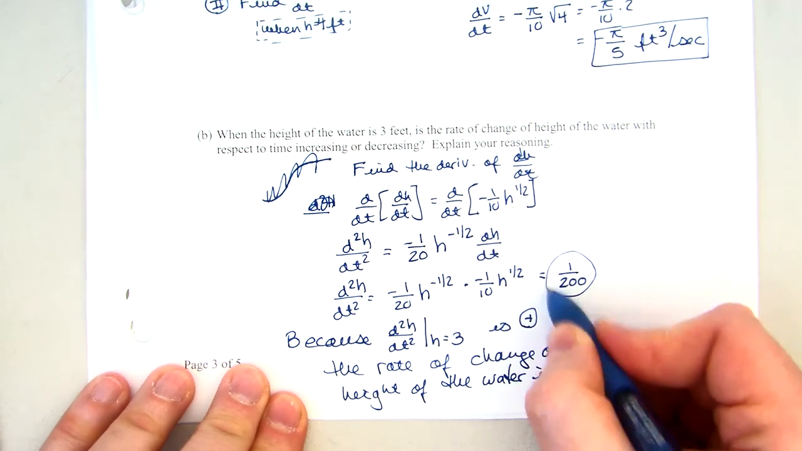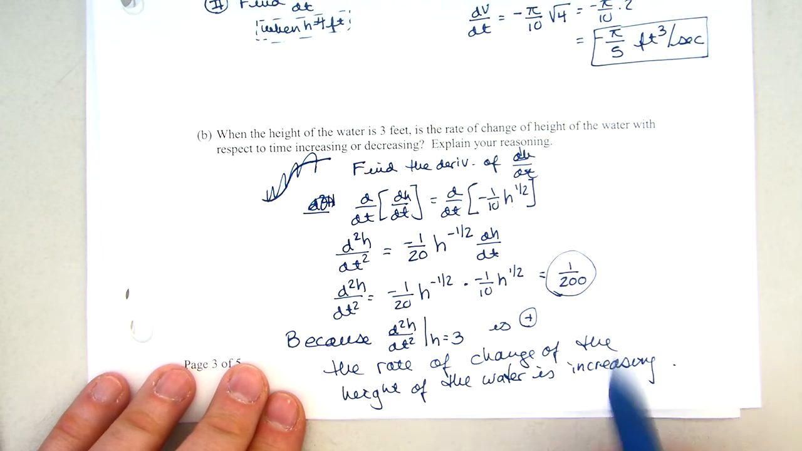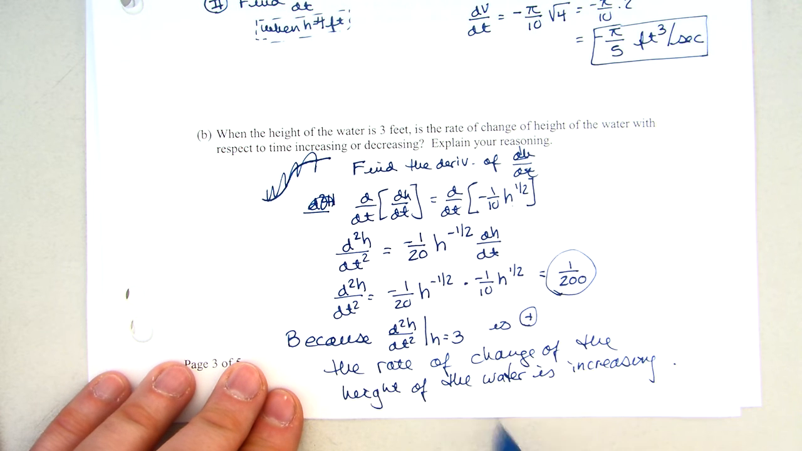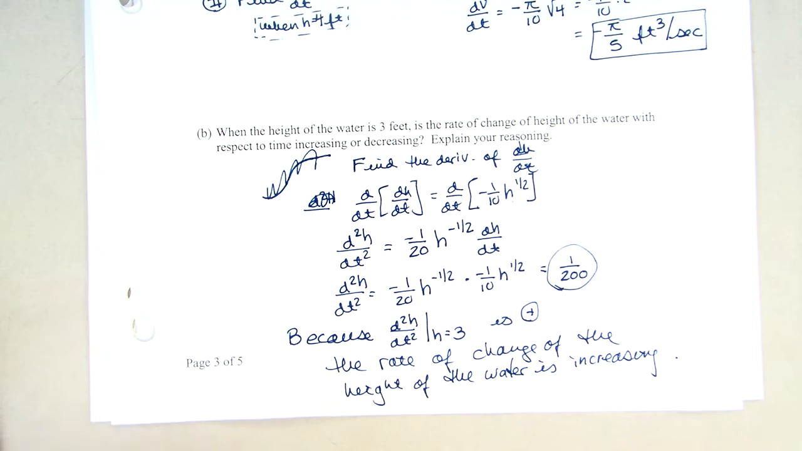Because my function actually had no place to plug in the 3. If there was an h in the final formula, then I absolutely would have plugged it in. But I'm kind of saying, you plug in 3, you plug in 5, you plug in 1, you plug in anything, you're always going to get that 1 over 200.